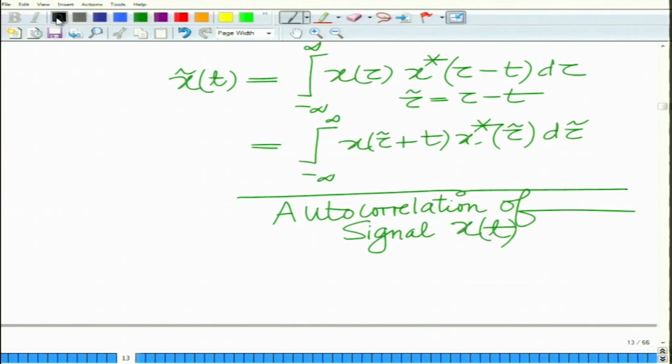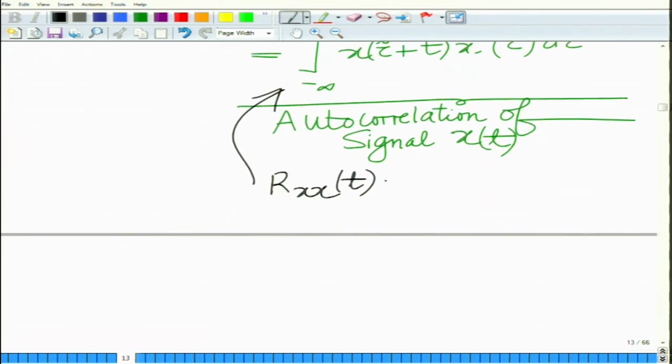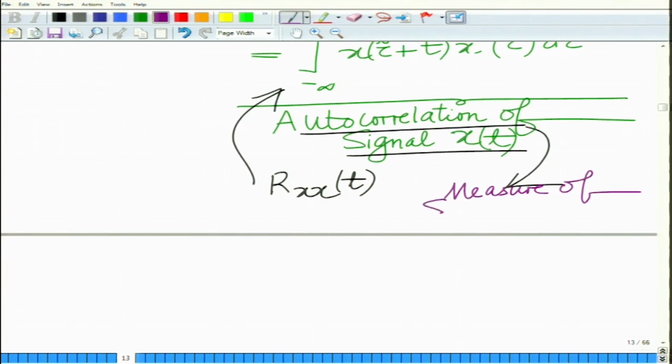This is denoted by r xx of t, that is the autocorrelation of the signal, and this is a measure of the self-similarity. This is a measure of the self-similarity, all right.